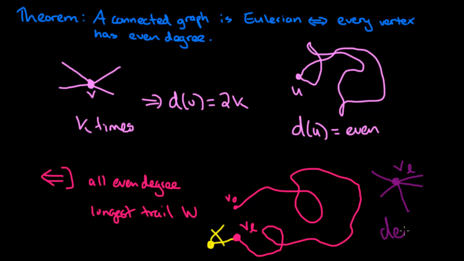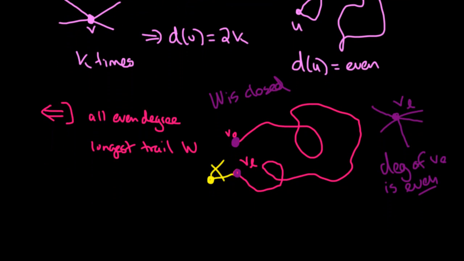The reason for that is that we cannot have a picture like this. We know that the degree of VL is even, so we cannot just end at VL having an odd degree like this. So we now know that VL is actually the same as V0, that these are actually the same vertex, and W is closed. So now we have this longest trail W, which happens to be closed, and what we really want is to show that this trail W is an Euler tour. We already have shown that it's closed, but we now need to show that it covers all of the edges.